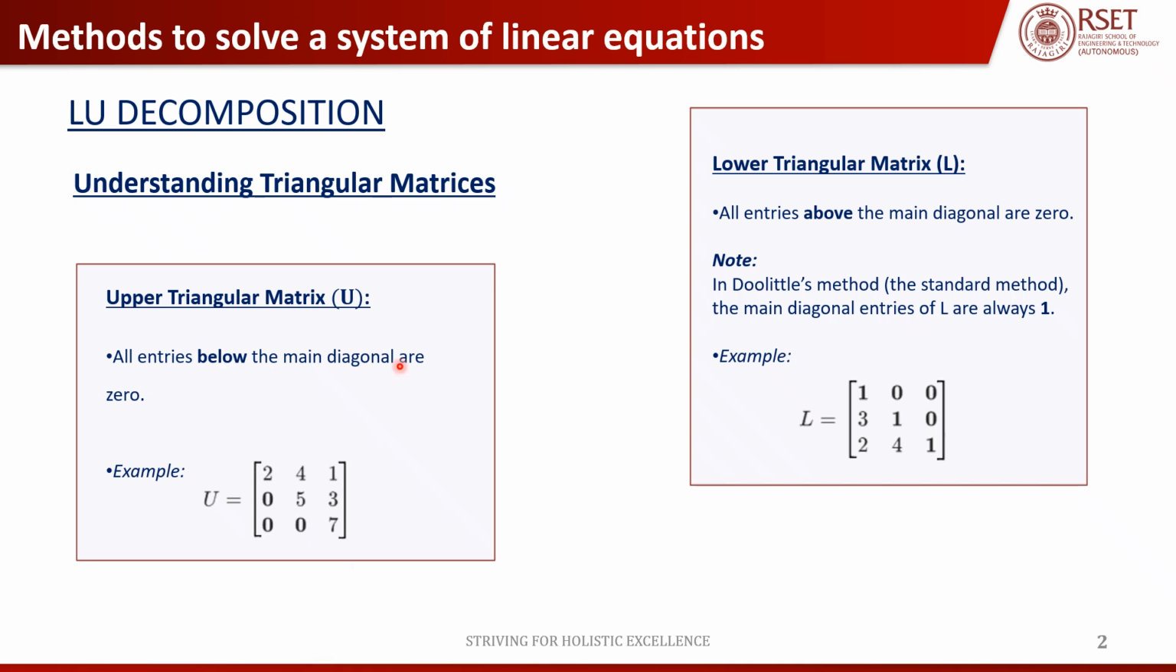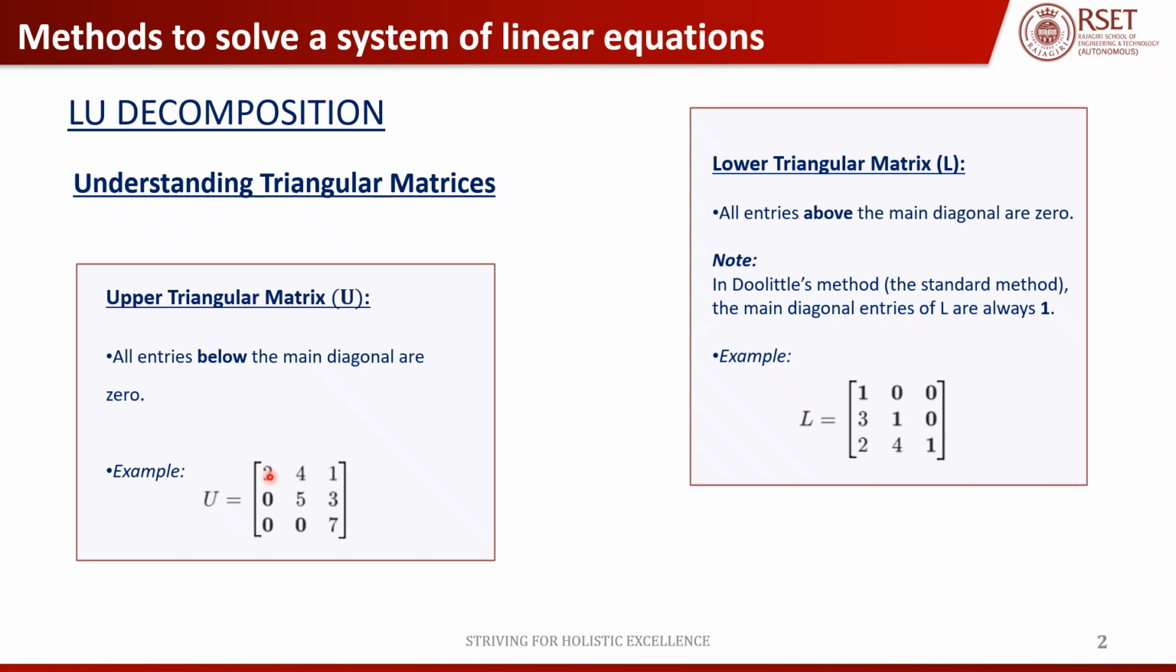So here you can see that I have defined two types of matrices. One is the upper triangular matrix, which we denote by U, and the lower triangular matrix, capital L. So before studying LU decomposition, you have to know what these two types of matrices are. The first one is the upper triangular matrix U. Here, all entries of that matrix below the main diagonal are 0. Like you can see an example here, you have a matrix.